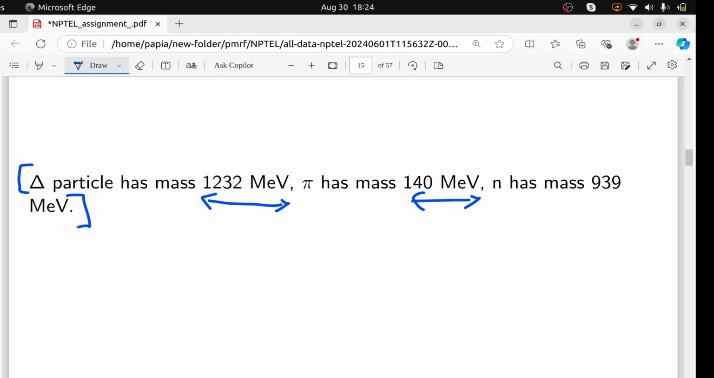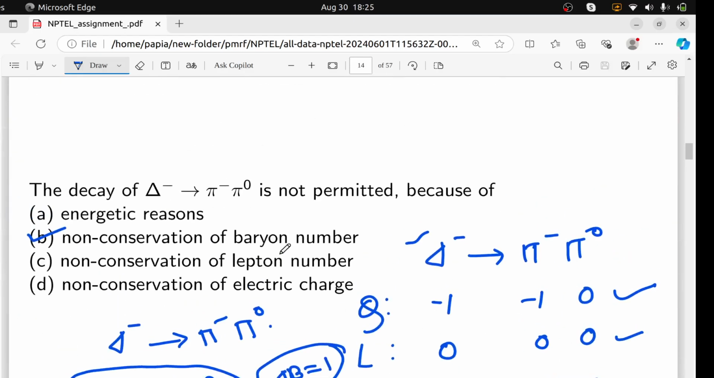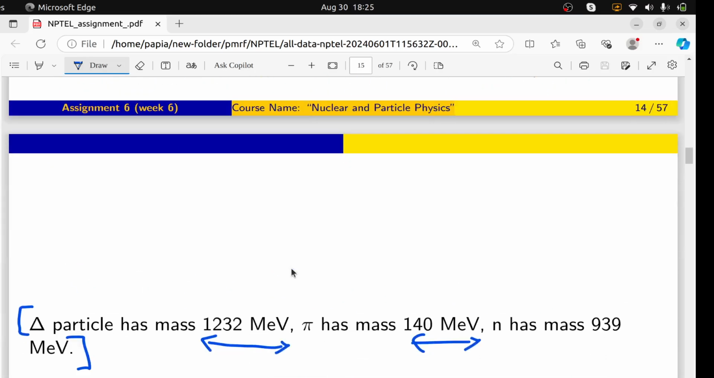But obviously, again and again I am telling, before checking energy conservation, we have to first check whether charge, lepton number and baryon number, these three, are conserved or not. If any one of them is not conserved, that means it is not going to happen. If these three are satisfied, then we can check energy and momentum conservation, or mass conservation. But for this case, as you see, there is a baryon number problem, so obviously it is not going to happen.